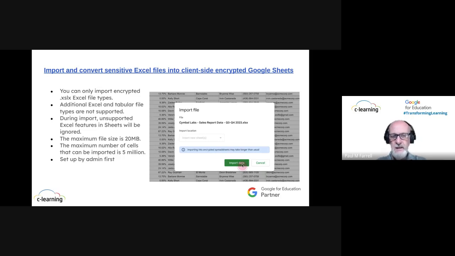If you are using an encrypted service for some of your documents, and don't forget that's a third-party additional tool that you would have to buy and set up in your admin panel so that people could make use of it. But if you are, you can now bulk import Excel files into that, and they will arrive ready encrypted as Google Sheets. But there are some limits: 5 million cells, 20 megabyte size, and any feature in Excel that it doesn't know or understand just ignores it. So you've got to be certain that you want it.